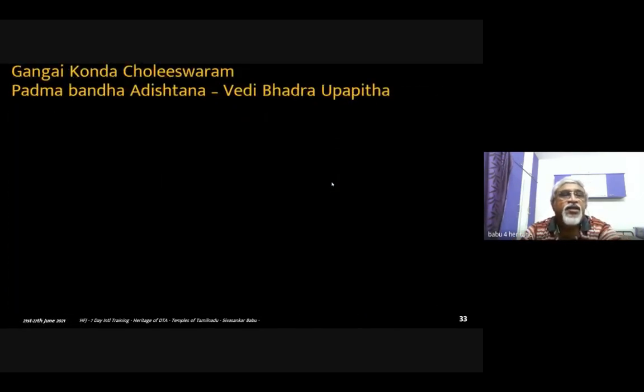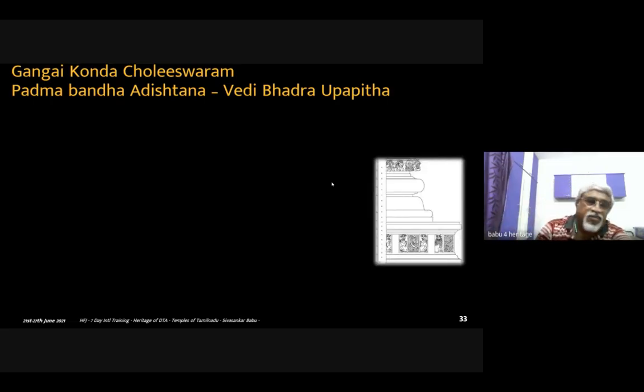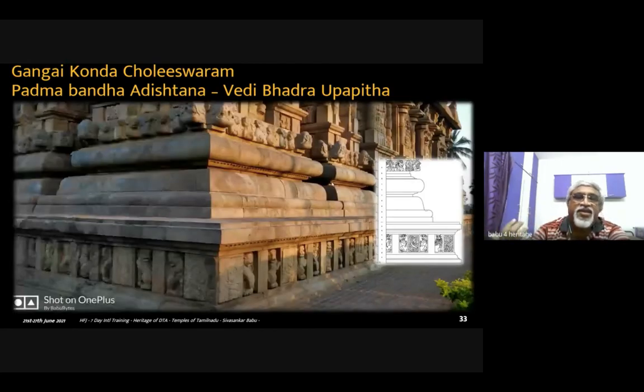The next variation is a Padmabandha Adhisthana in Ganga Chodeswaram with the Vedi Bhadra Upapida. So don't remember the names, okay? See the variations and how each component is designed and structured in a different way. So names we can always remember later or refer notes, but understand the beauty or the idea or the rationale for a particular component, which is more critical to understand and appreciate the temple architecture.